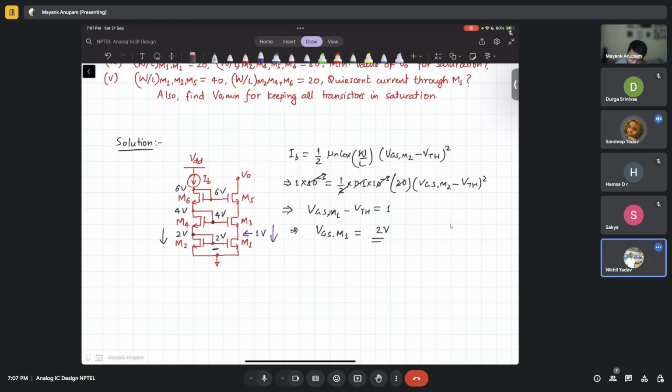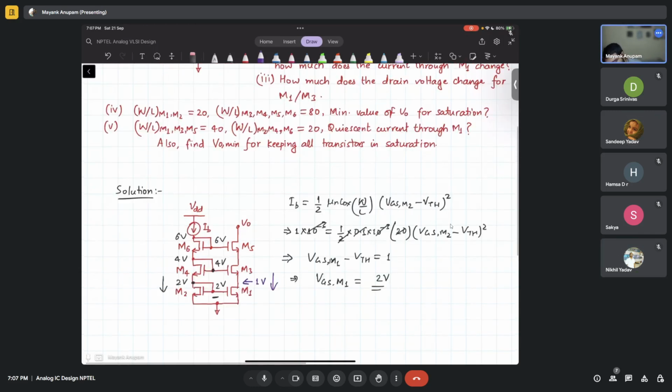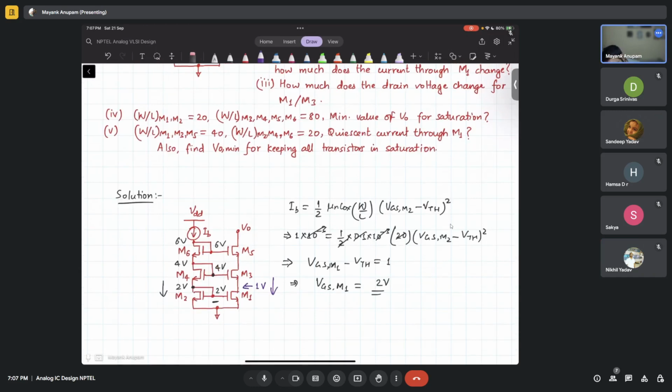1 milliampere only, isn't it? And for 1 milliampere, we already saw that VGS has to be 2 volts, correct? So there appears to be a contradiction, right, for M3. For M3, the VGS is now 3 volts. However, the VGS had to be only 2 volts for the same current. So there is a contradiction, isn't it?